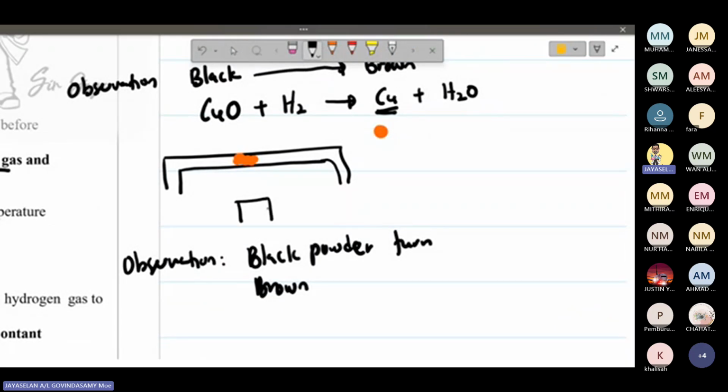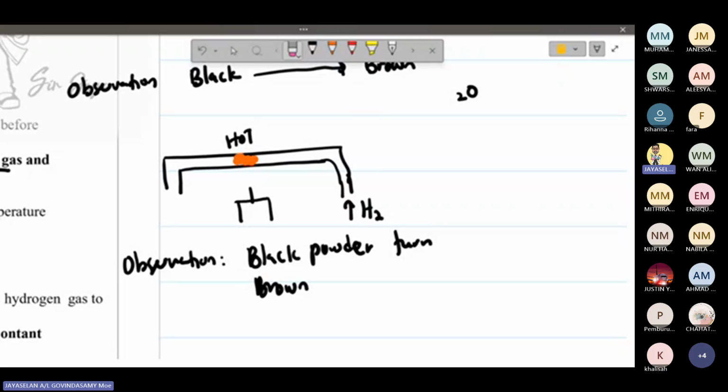When the reaction is completed, you punya lampu pelita ni kamu padam. Kamu kena padam. But at this part, you still need to produce hydrogen gas. This one is still hot, masih panas. The copper that is produced is still hot, right? Okay, you must do what? You must cool in the stream of hydrogen gas. Stream of what gas? Hydrogen gas. Kenapa?